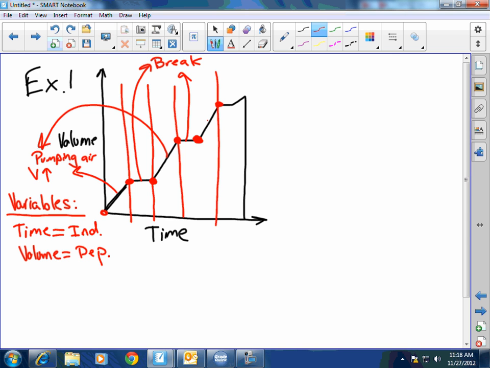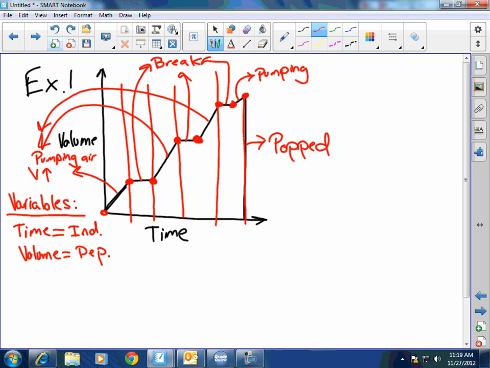What happens from here to here? This section right here. Volume is increasing. You're pumping air. What happens from here to here? You take a break. What happens from here to this pinnacle? You're pumping again. Now, let's see who's really paying attention. What happens in this straight drop? Very good. The balloon popped. What happens to the air immediately when the balloon pops? It deflates. So it deflated very quickly.